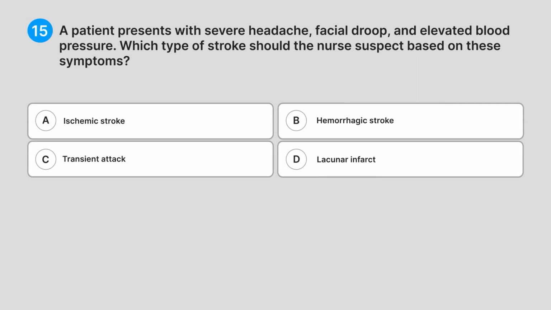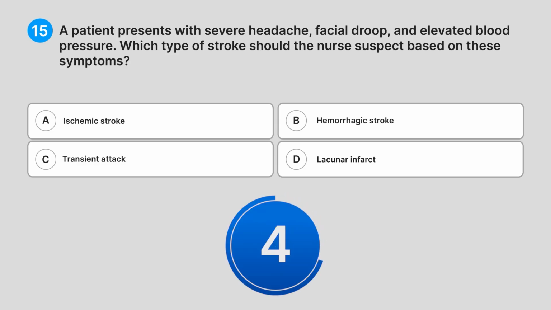15. A patient presents with severe headache, facial droop, and elevated blood pressure. Which type of stroke should the nurse suspect based on these symptoms? A. Ischemic stroke. B. Hemorrhagic stroke. C. Transient ischemic attack. D. Lacunar infarct. Can you guess the answer?